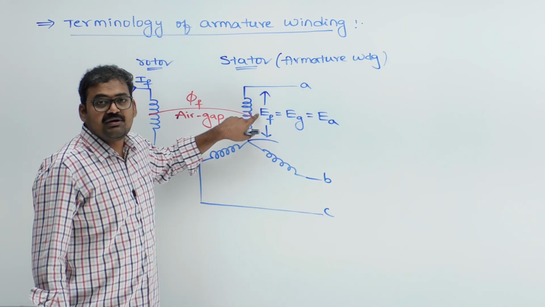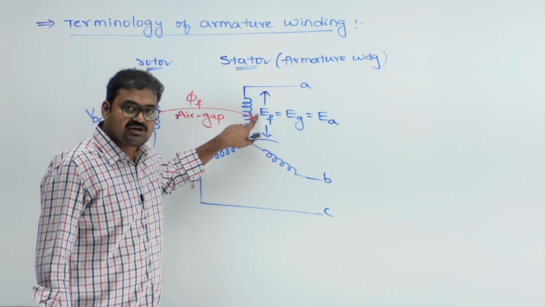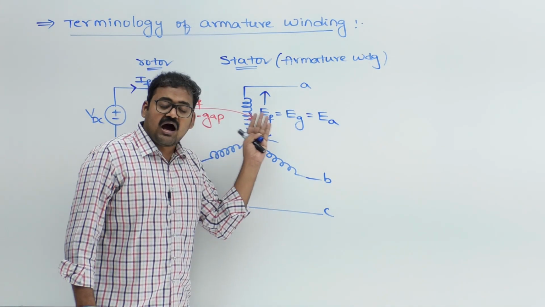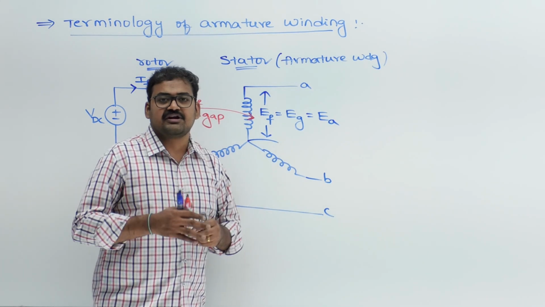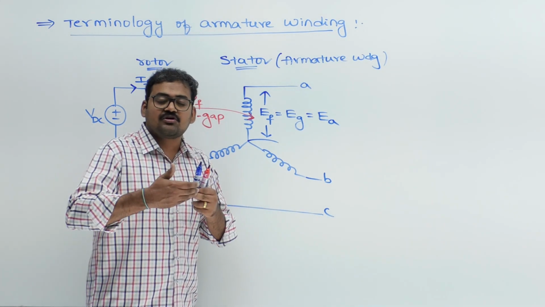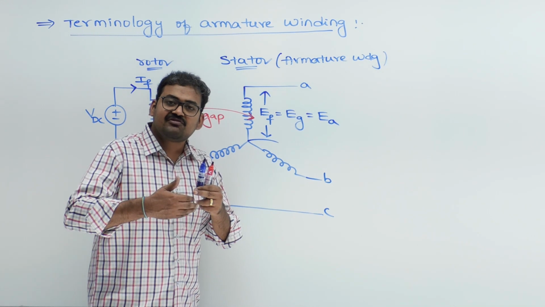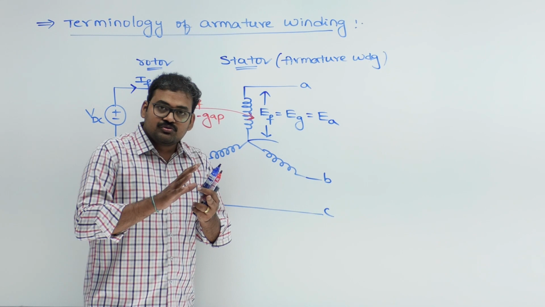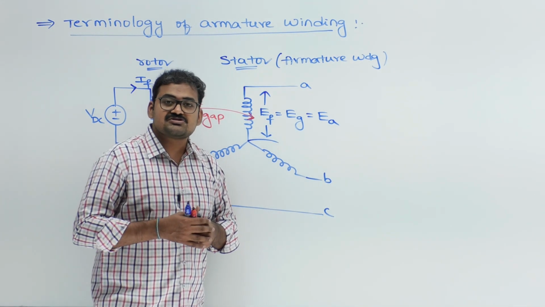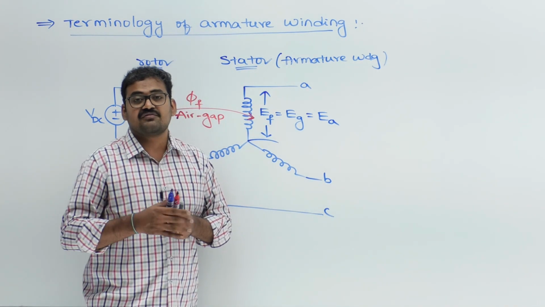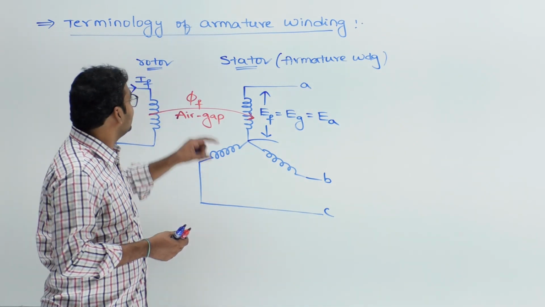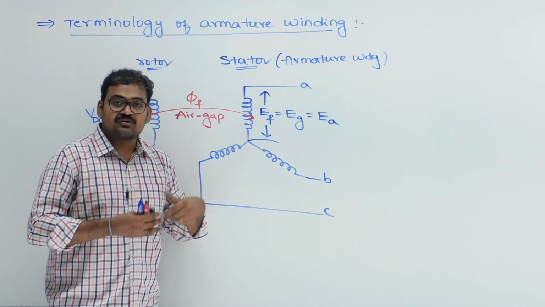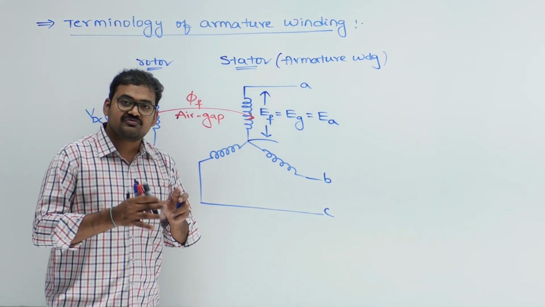So we need to develop a mathematical equation for field induced EMF. First we will assume the armature winding is a concentrated winding, and then convert that concentrated winding induced EMF to the distributed winding EMF. But to understand the difference between concentrated winding EMF and distributed winding EMF, first we need to learn the different terminologies that we will use for armature winding. Then only can the EMF equation be understood very clearly.